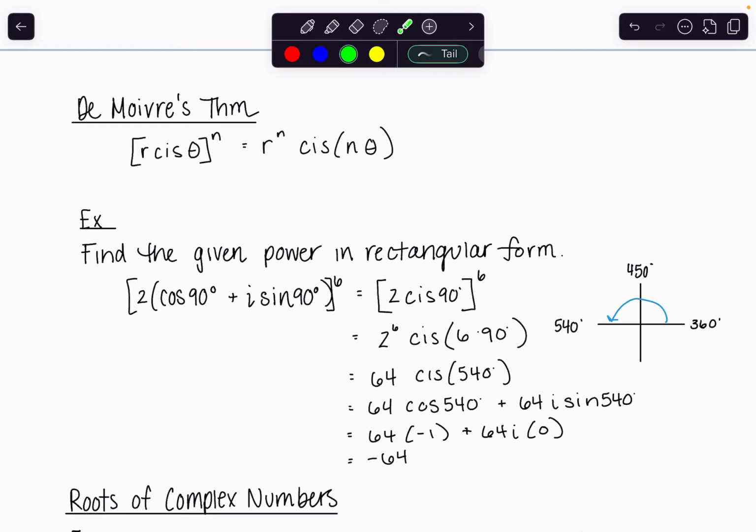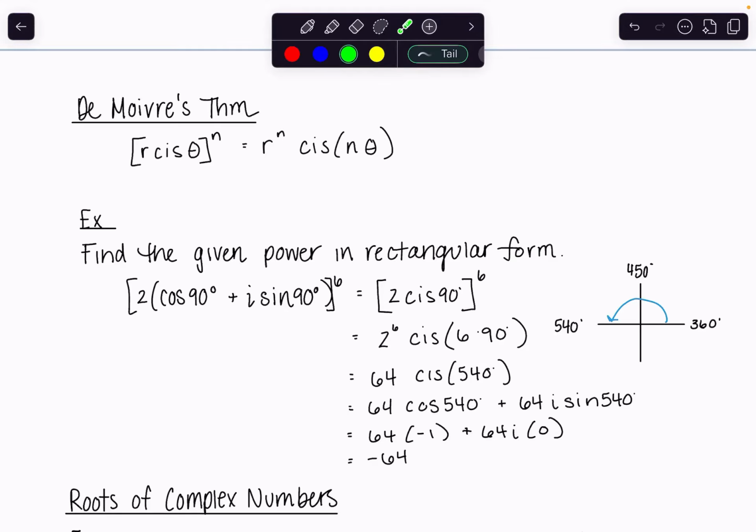But this would be so tedious to do otherwise. So this is a really nice theorem that helps us out. The main application of this, though, is dealing with roots. So this is something that's definitely a bit more complicated, so I've saved most of my examples for this.